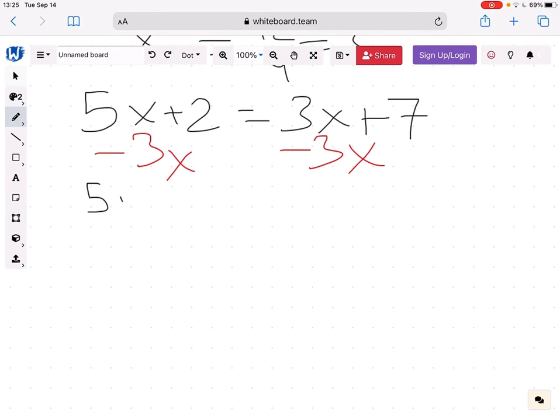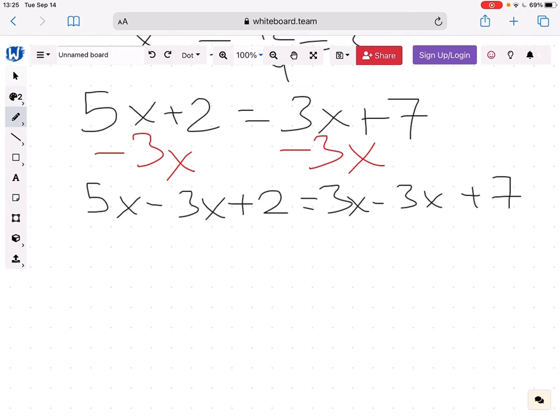So we got 5x minus 3x plus 2 equals 3x minus 3x plus 7. Okay, 5x's minus 3x's, it's 2x's, right? We had 5 things and we subtracted 3 of them, we got 2. Now we still have this plus 2 sitting on the left side. On the right side, x has disappeared, and all we have is 7. Now all x's are on the left. Now we need to move all the numbers to the right.